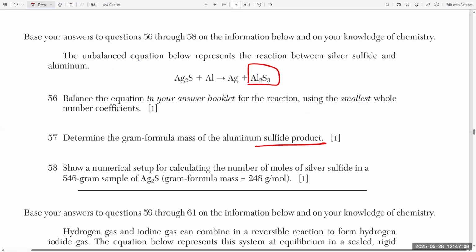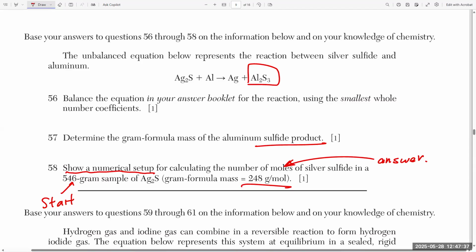Show numerical setup. So again, be careful, right? They want the setup. They don't want the answer, so don't go punching this into a calculator, right? Calculate the number of moles of silver sulfide in a 546 gram sample of silver sulfide. So this is our start, and this is what we want as the answer, right? And then they even gave us a gram formula mass. So this can't get any simpler, right?